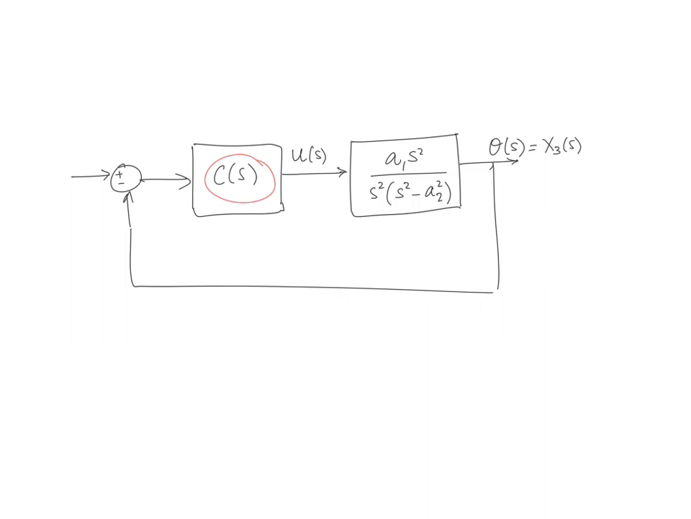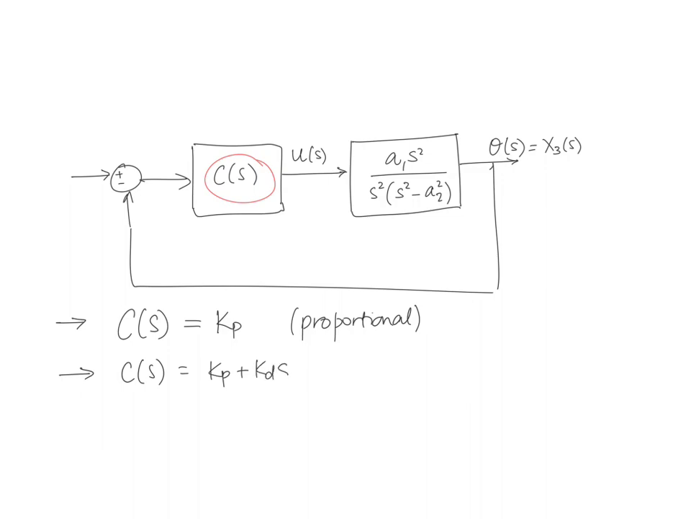Now I gave you multiple forms or templates for C of S. One was the standard proportional form, the simple proportional controller. The second template was the PD controller, KP plus KD S, a proportional derivative controller. And the third one is the PID, proportional integral derivative controller: KP plus KD S plus KI divided by S. So that's the PID form.